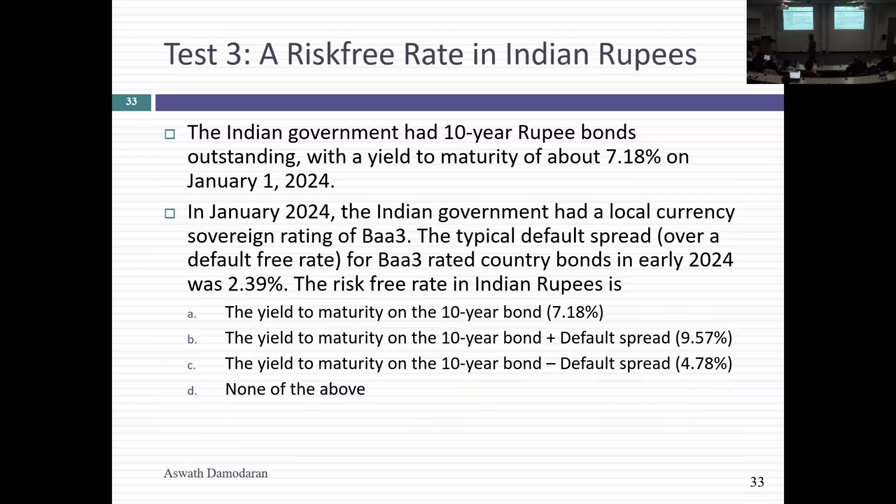Now let's make things difficult. Let's suppose I'm looking at an Indian company and I want to do my valuation in Indian rupees. I want an Indian rupee risk-free rate. So I looked up a 10-year Indian rupee government bond. The rate on January 1st, 2024 was 7.18%. Good, right? I've got my risk-free rate.